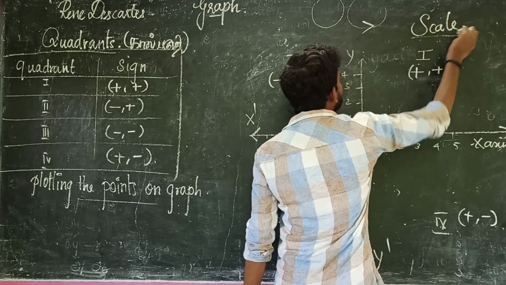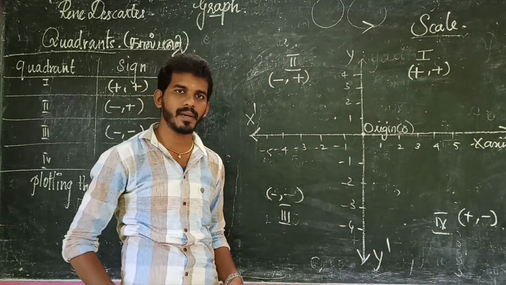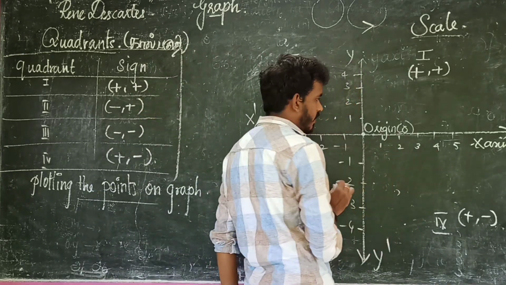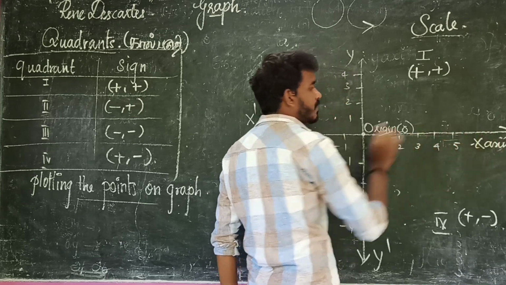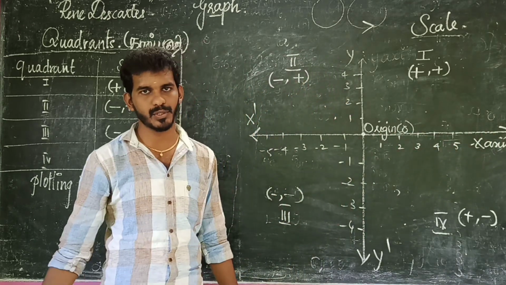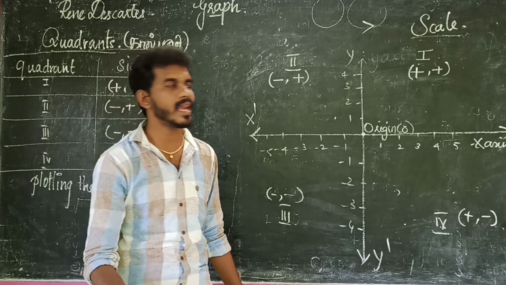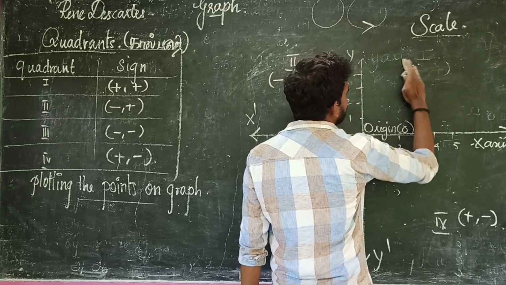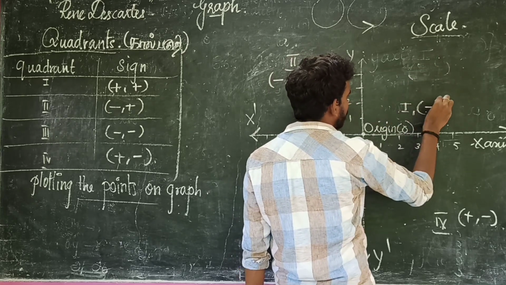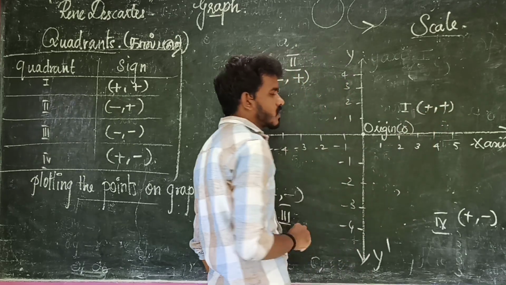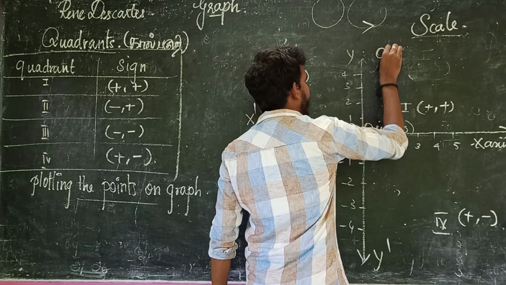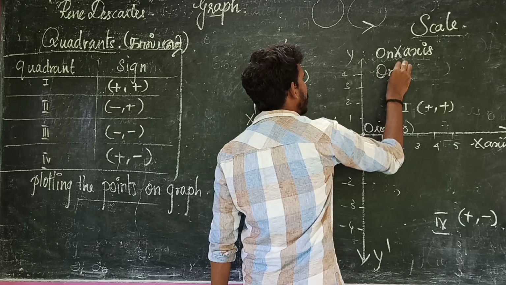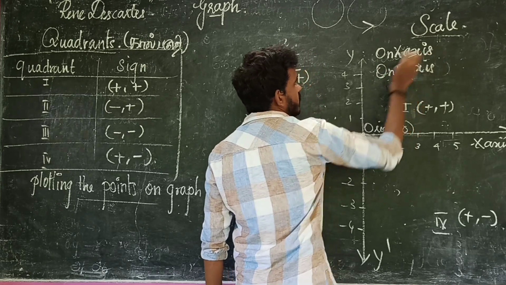So scale is nothing but, all of you listen and look properly. First, what measurement is taken on the x-axis, and what measurement is taken on the y-axis? Talking about that is what we call scale. Okay, now look here. This is the first quadrant, plus comma plus. Now scale: first on the x-axis, next on the y-axis, we want to write this.